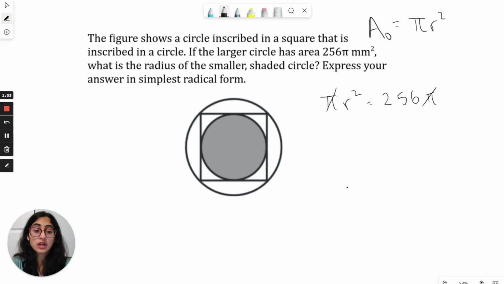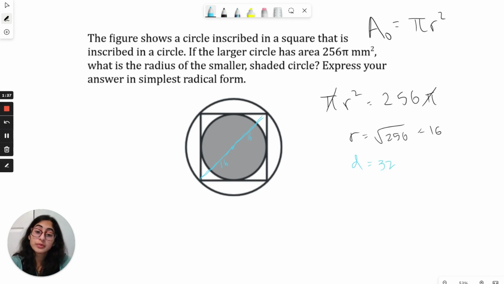If the pi's cancel out, we get that r squared is equal to 256, which means that r is equal to the square root of 256, which is 16. So the radius of this big circle is just 16. Then what about the diameter of this big circle? We know that this length right there is another 16, because that's also the radius of that big circle. So the diameter is twice the radius, which is 32.